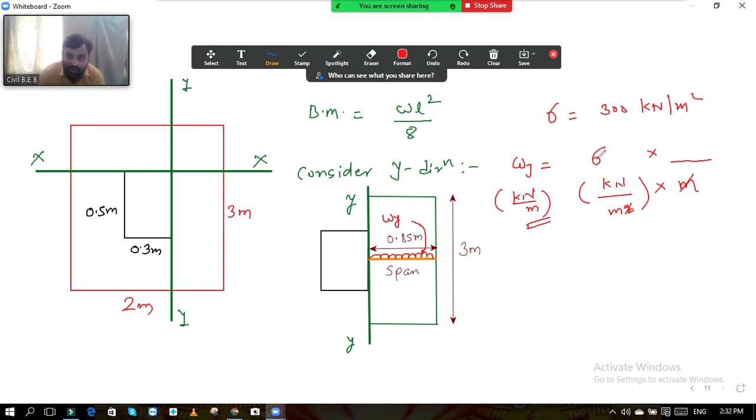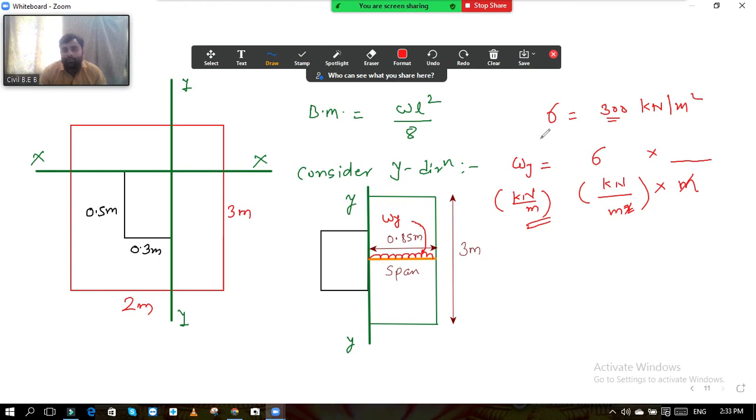So I have to multiply 300 by something on one side. Either I should multiply by 0.85 or I should multiply by 3. If I multiply this 300 by one of these two, what will I get? The intensity of the soil that we calculated will be converted into what? Into UDL. So this is the point, how to convert the intensity into UDL. Generally we learn to convert the UDL into the point load. Similarly you should also know how to convert the intensity or pressure into the UDL.